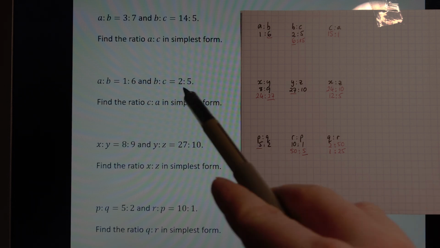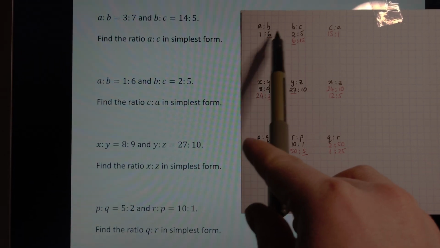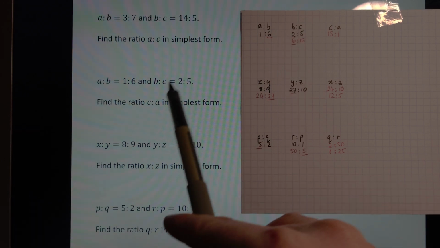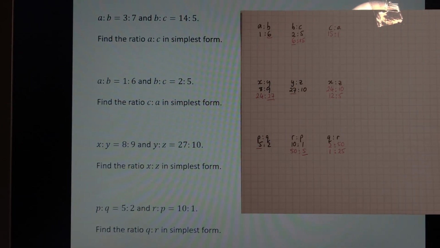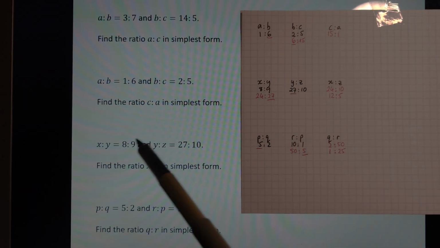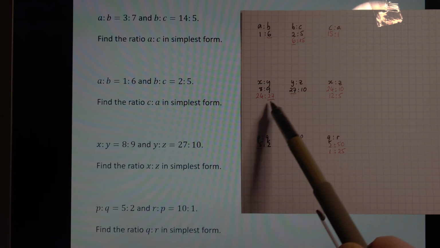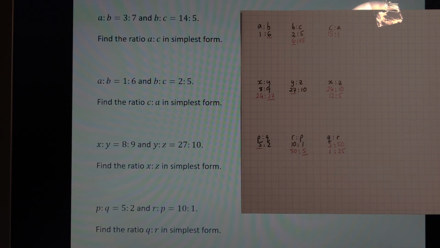For this second one, I've used a common multiple, where B is 6 in both of them, so you get a final answer C to, notice not A to C, it's C to A, so 15 to 1, not 1 to 15. For this one, I've used a common multiple where Y is the thing that's in common. I've made that 27, so you get X to Z is eventually 12 to 5, via 24 to 10. It still simplifies even though we used the lowest common multiple.